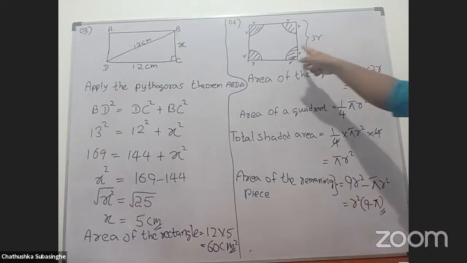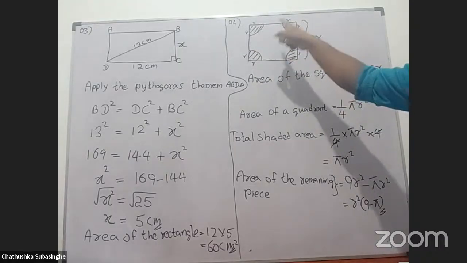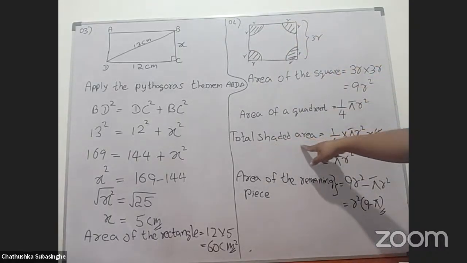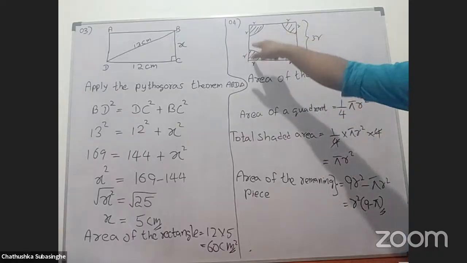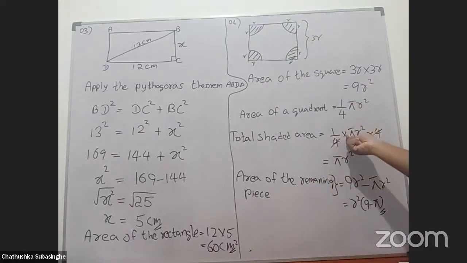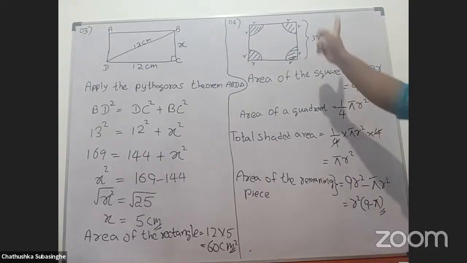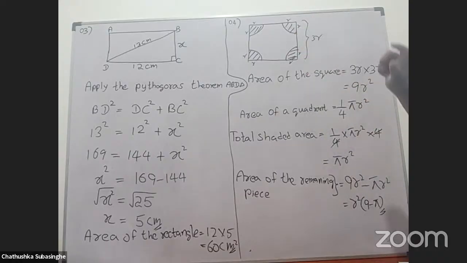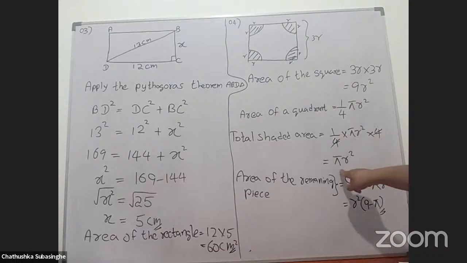Then I have 4 of them. So I wrote total shaded area. This is the shaded area. So it is 1/4 times pi r square, the area of one quadrant, multiplied by 4, which gives me the whole area of all the 4 quadrants. Okay, then 4 and 4 get cancelled off. I get pi r squared over here.